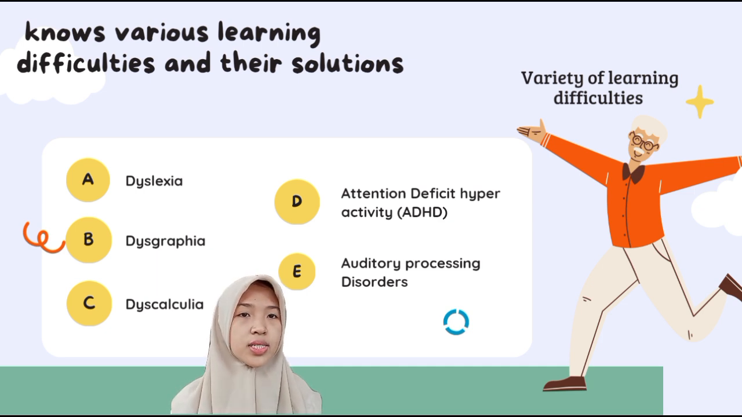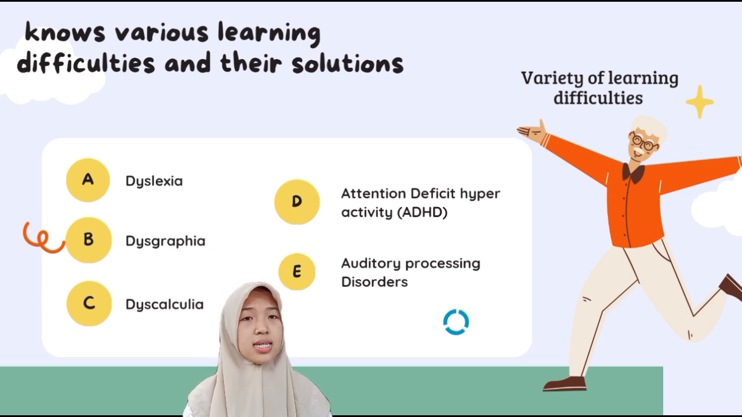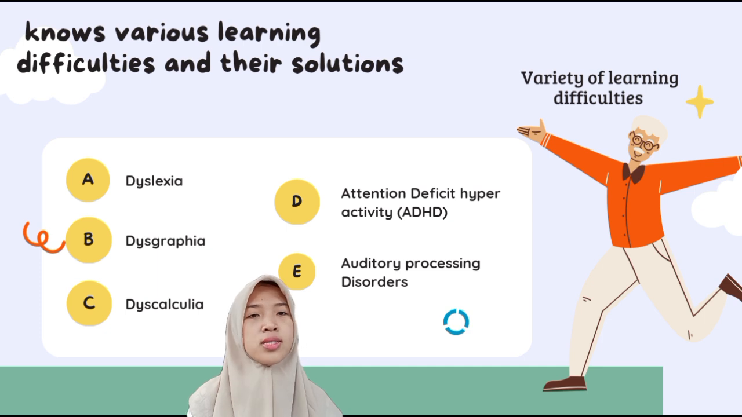Fourth is attention deficit disorder, or ADHD, a neurodevelopmental condition caused by difficulties focusing attention, controlling impulses, and regulating activity. And the last is auditory processing disorder. Difficulty processing auditory information, leading to problems understanding speech, following instructions, and participating in conversation.